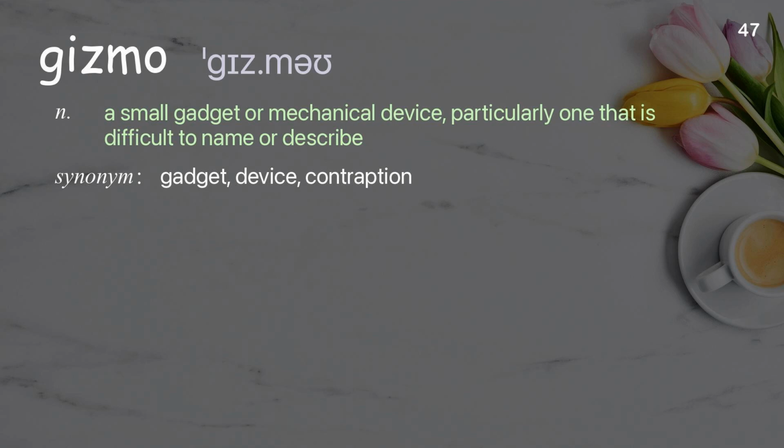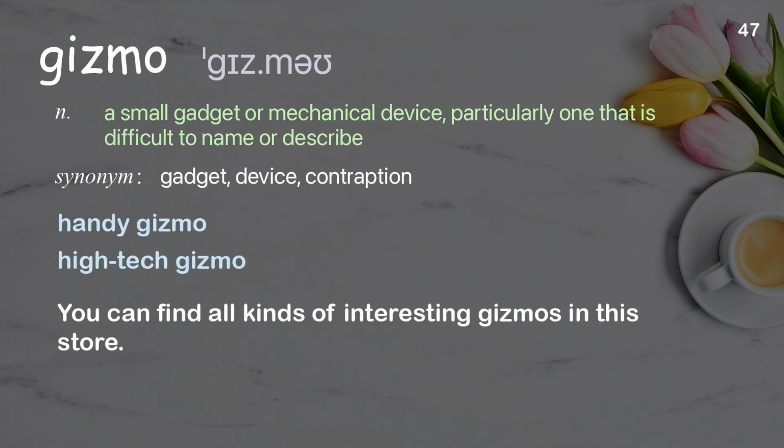Gizmo. A small gadget or mechanical device, particularly one that is difficult to name or describe. Examples: Handy gizmo. High-tech gizmo. You can find all kinds of interesting gizmos in this store.